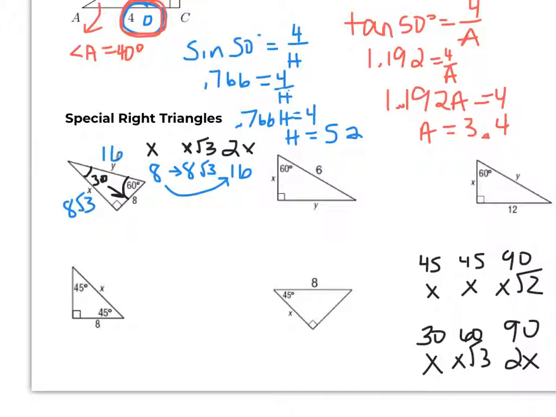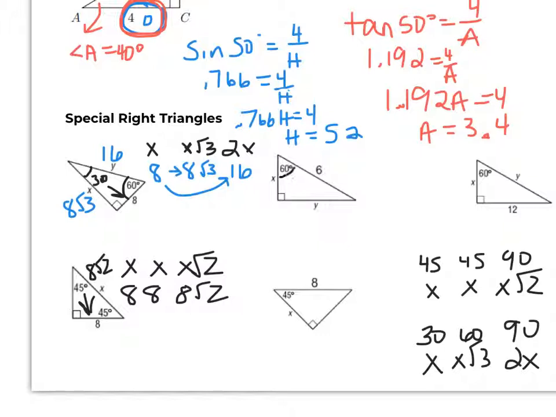So y is 16. Going down, I have a 45, 45, 90, so we're going to use x, x, x root 2. I'm given something opposite a 45-degree angle, so I have 8, 8, square root 2. So my x that they're asking about is going to be 8 square root 2 because it's opposite my 90-degree angle, making it my hypotenuse.